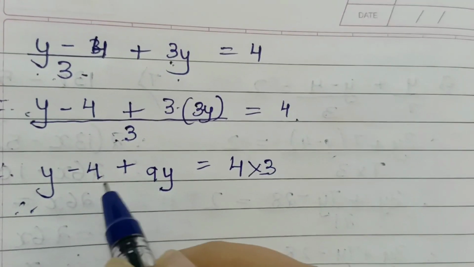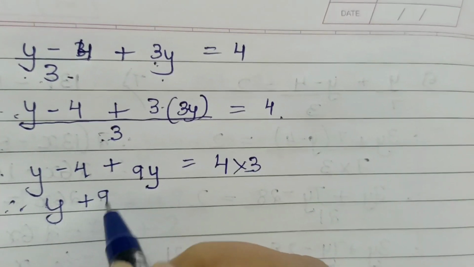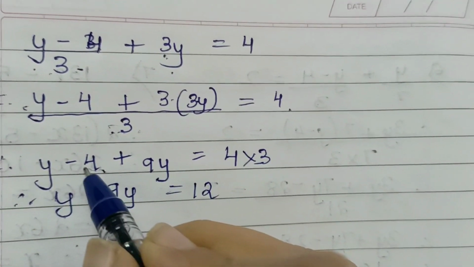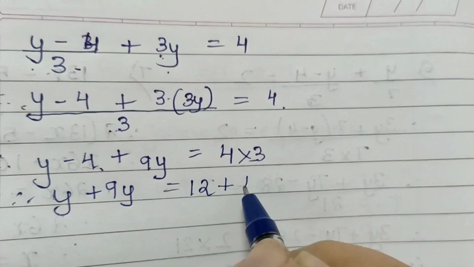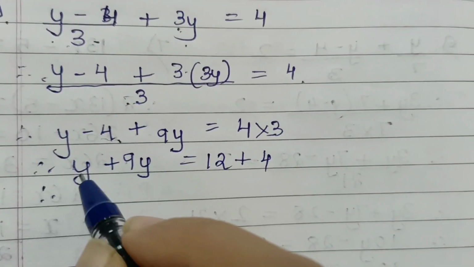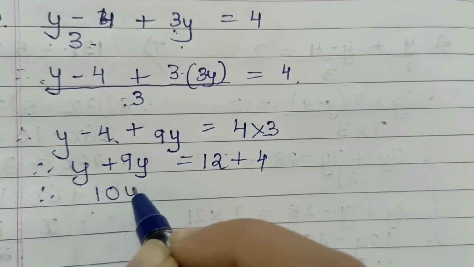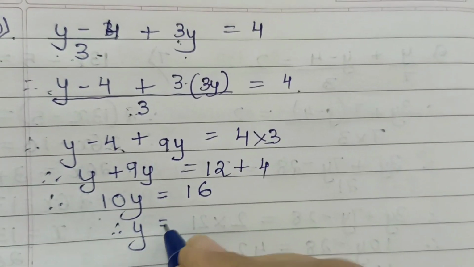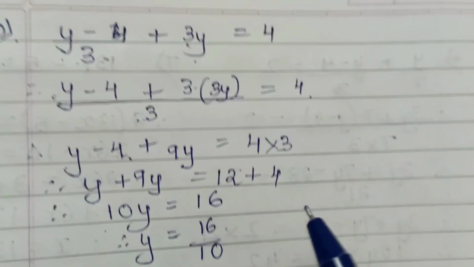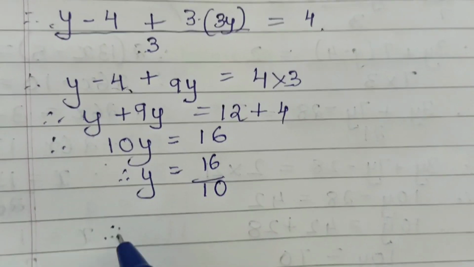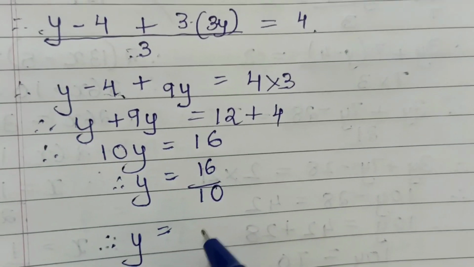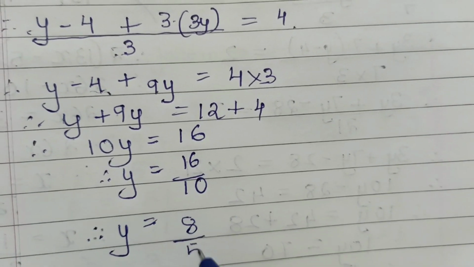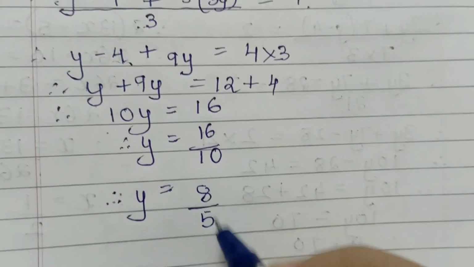Next, now y plus 3 9y will remain as it is. 4 3s will give us 12, and this minus 4 will come to this side and it will be plus 4. So y plus 9y will give us 10y. 12 plus 4 will give us 16. So therefore the value of y will be 16 upon 10. Now this 16 upon 10 has a common factor, so it is divisible by 2. So we can write it down as 2 8s are 16 and 2 5s are 10. Now further division is not possible because none of the factors are common.